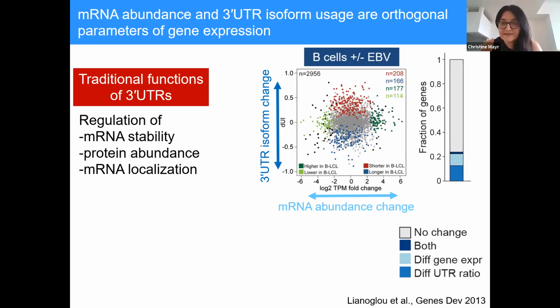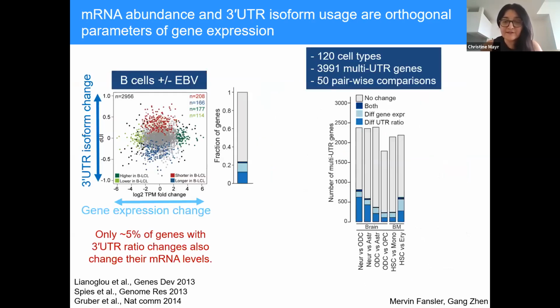But we actually didn't see that. And so instead what we found was that basically there is a bunch of mRNAs that change abundance in these two conditions, and there's a bunch of mRNAs that change UTR isoform usage, but there's very little overlap. So it really suggested that these two parameters of gene expression are orthogonal parameters, and they are not basically doing the same thing. In the meantime, we have actually done this on 120 cell types, 50 pairwise comparisons, and we always find the same features. So some mRNAs change abundance, some mRNAs change UTR isoform usage, but very few change both.